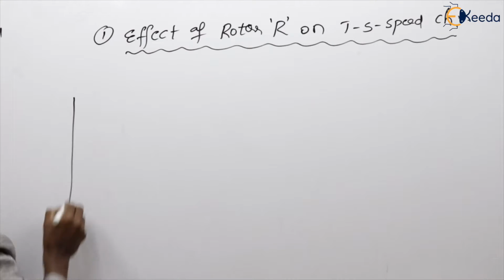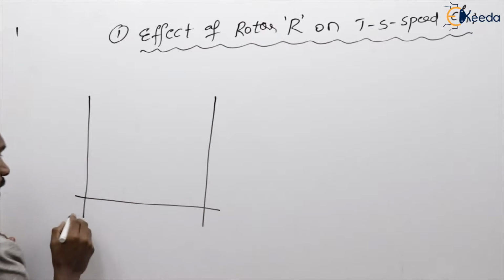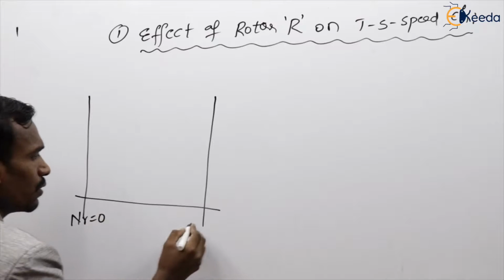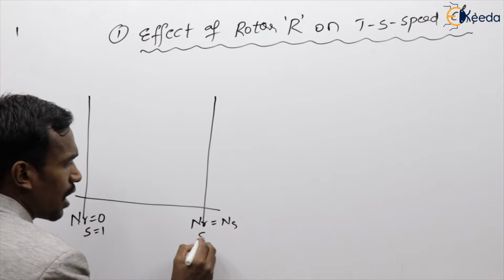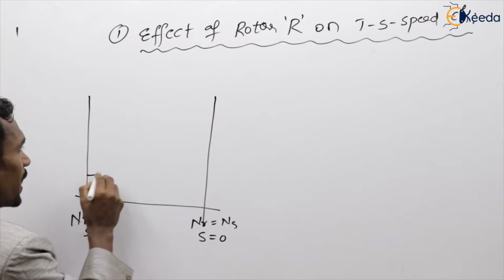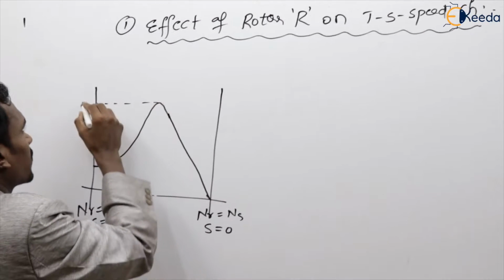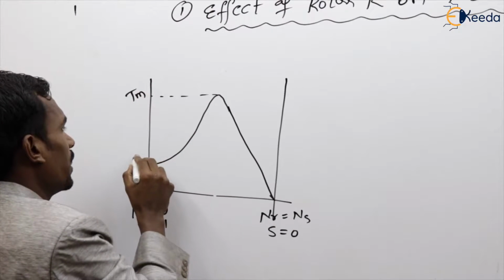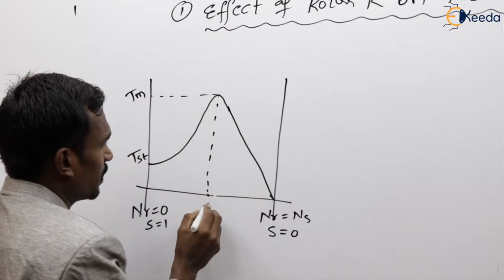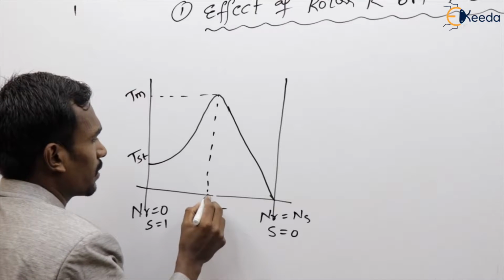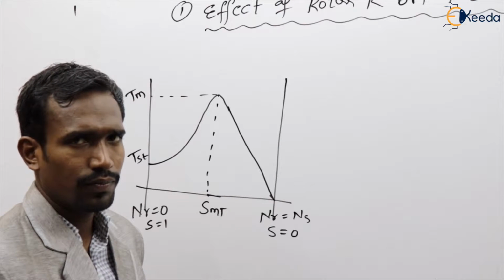Actually, how are the torque slip speed characteristics of an induction machine or induction motor? NR is equal to 0 and NR is equal to NS, and S is equal to 1 and S is equal to 0, and the characteristics are like this. Here we call it the maximum torque, here the starting torque, and here the slip at maximum torque. These are the characteristics we have for an induction motor.